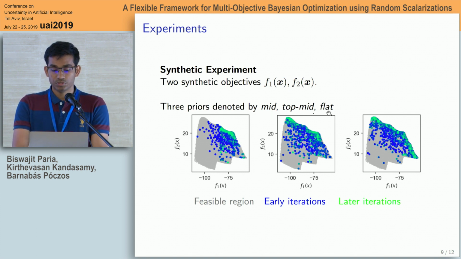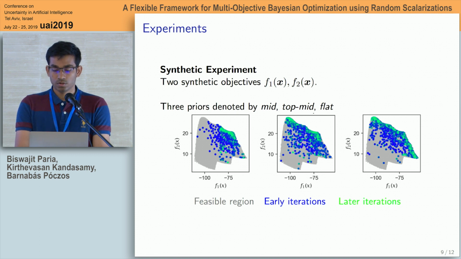We use three priors. The first is denoted by mid, the second is denoted by top mid, and the last is denoted by flat. The first prior is designed to sample from the middle part of the Pareto front. And we see that once the algorithm has explored enough and learned the functions, it is successfully sampling from the middle part of the Pareto front. The second one is designed to sample from the top and the middle parts of the Pareto front. And we see that even in this case, it is sampling from the desired regions.